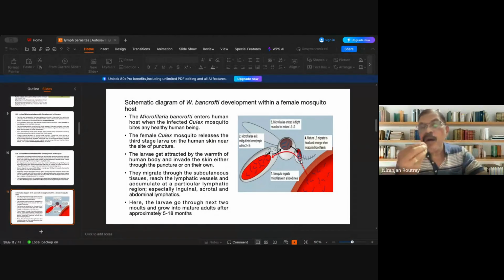So remember, after the entry, months pass before they become matured into adult, and simultaneously the male and female will copulate, and they will start releasing their microfilaria into the blood to be taken, to transmit to other human beings through the agent of the Culex mosquito.